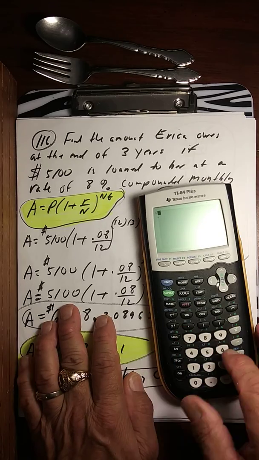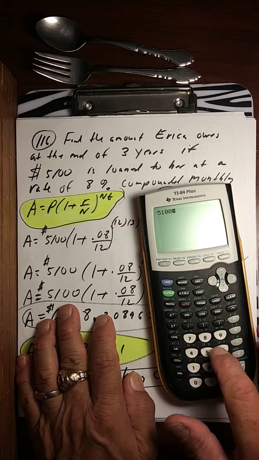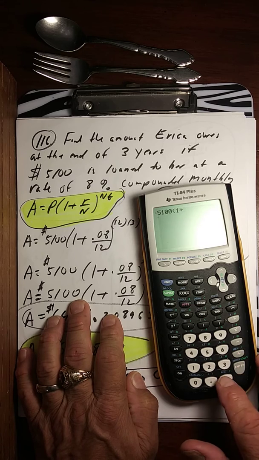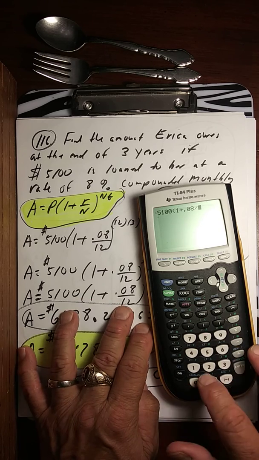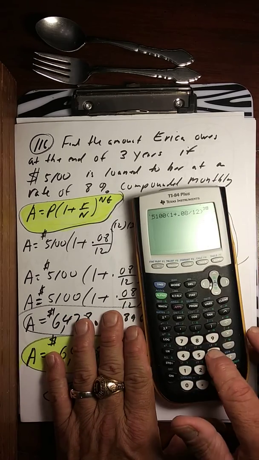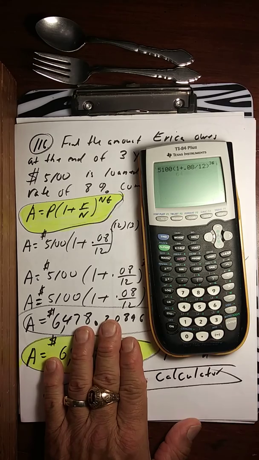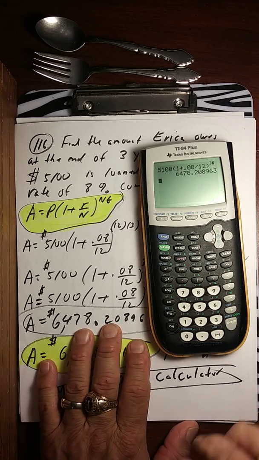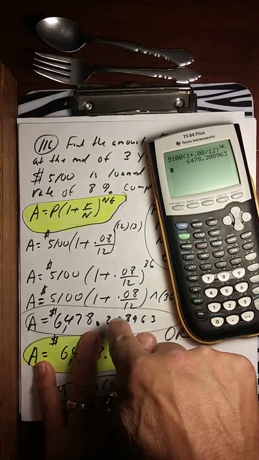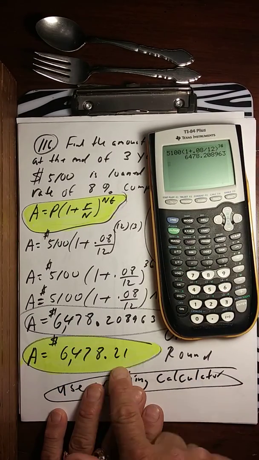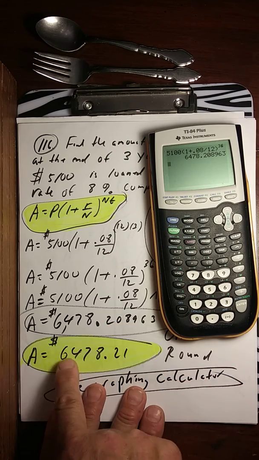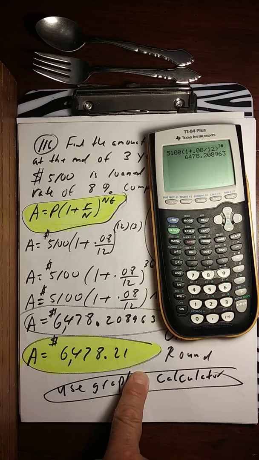Clear. 5100 parentheses 1 plus 0.08 divided by 12 to the power of 36. Okay, so now is that right? 6478.208963. Yep. Or round it to two decimals. See the 8 right there? Make it a 21. So 6,478.21. We're done.